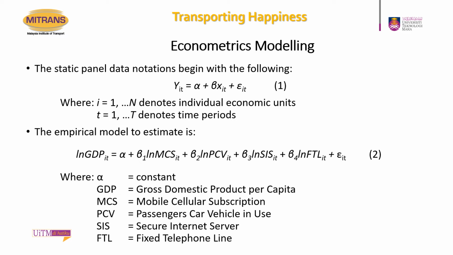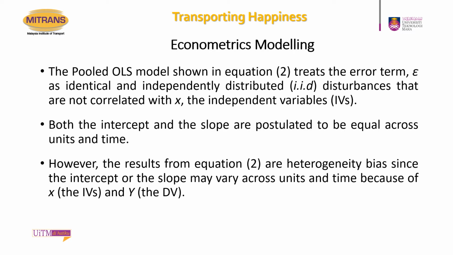The empirical model is shown by equation 2. You can see the GDP is the dependent variable, whereas the 4 sources of technology adoption are the independent or explanatory variables, and we have also epsilon it to denote the error term, and alpha is the constant here. The pooled OLS model shown in equation 2 treats the error term as identically and independently distributed disturbances that are not correlated with X, the explanatory variables.